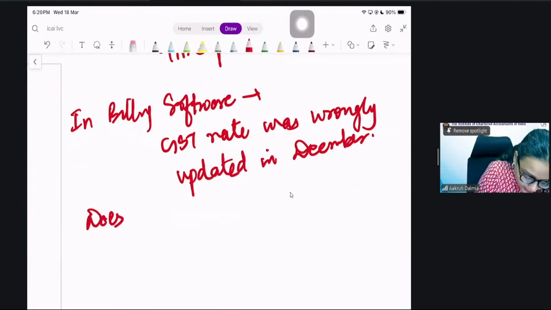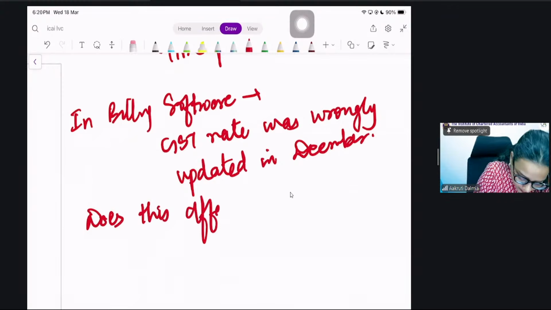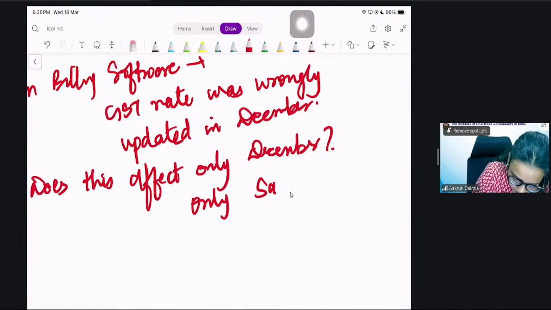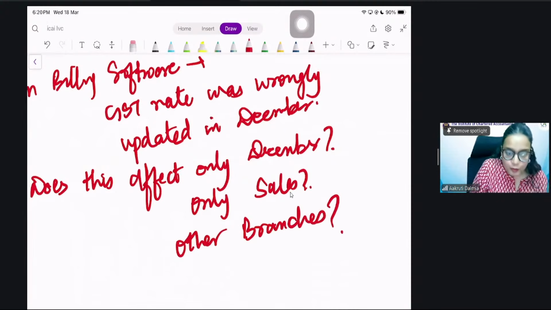Does this affect only December? Does this affect only sales? Does this affect other branches? So now you will have to find answers for all these things and find sufficient appropriate evidence whether this is limited to a one-time occurrence at one branch for 1 month, or this has been a systematic problem that has happened in other branches, for other sales, in other months also.